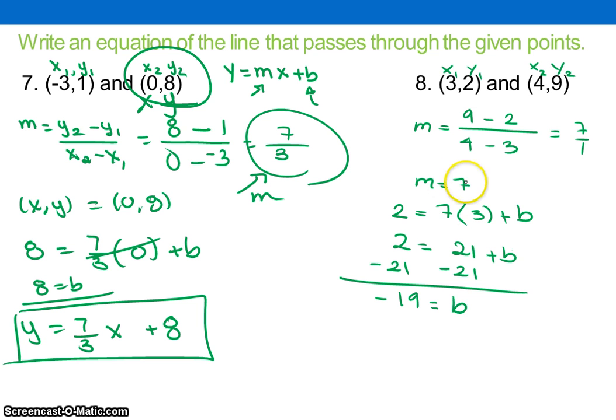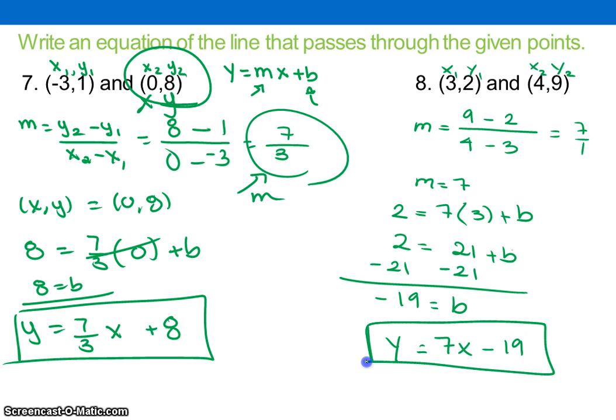Now what? Well, I have my m and I have my b, so I can go straight to my equation. Y equals 7x minus 19. What do you think? That's great. Let's move on to the word problems. Yes, I love word problems.